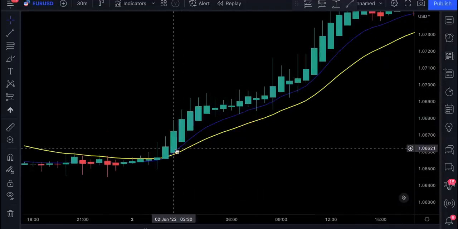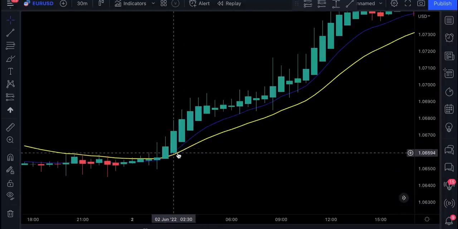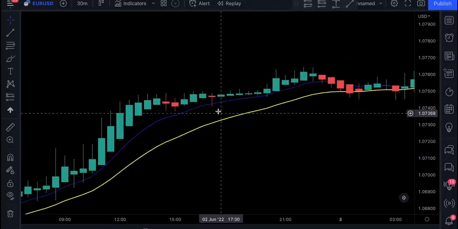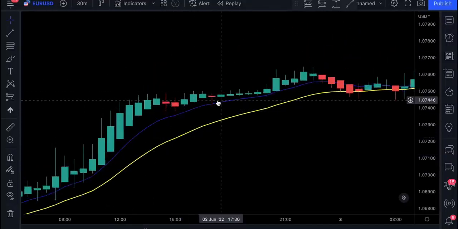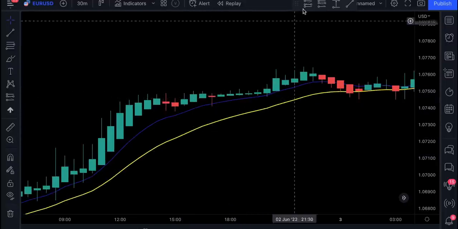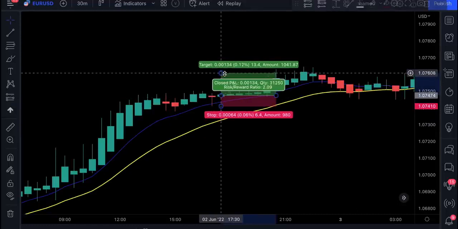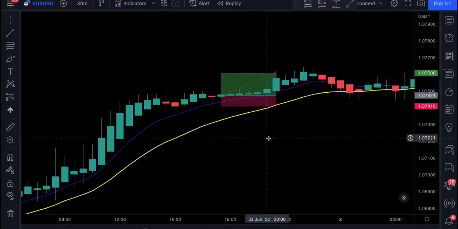We see the 9 EMA crossed above the 18 EMA, and now we're waiting for a bearish candlestick to touch one of these 2 lines. Okay, we see we have a pullback right here. All the conditions are met, so we can safely enter a long position. And we see this trade turned out to be successful.